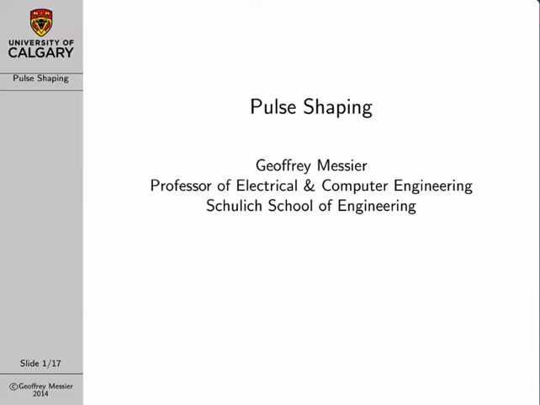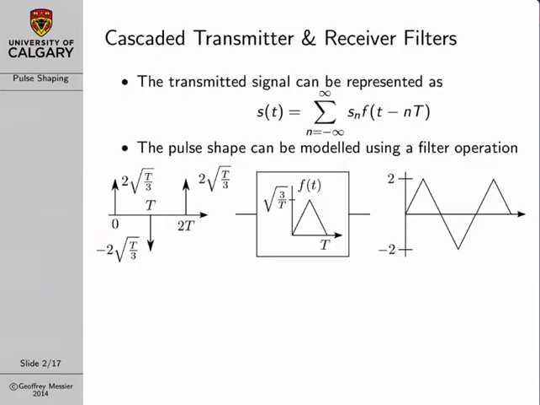Now, this means that pulses do overlap, and so one of the first things we're going to discuss in this module is how it's possible to have overlapping pulses and still not suffer from intersymbol interference. The first step in our discussion is to take a slightly different perspective when looking at the modulator in a digital communication system.